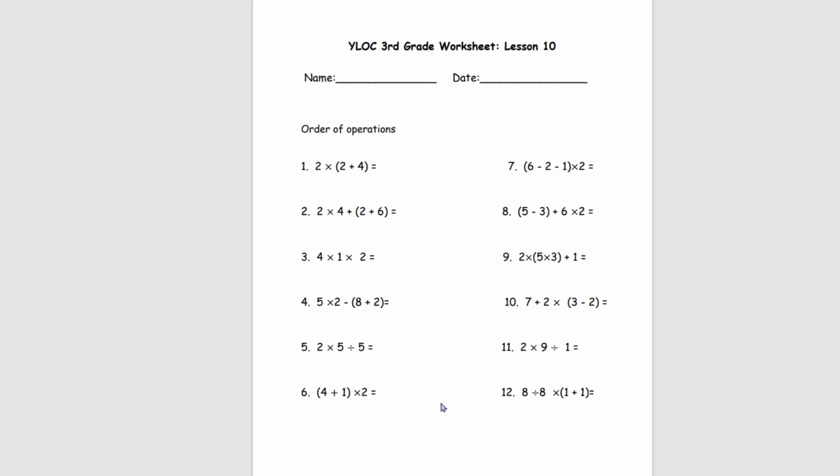Today we'll be going over the Lesson 10 Whitelock 3rd grade worksheet. To start off, we're going to be doing order of operations. Number 1 says 2 times parentheses 2 plus 4 parentheses equals.